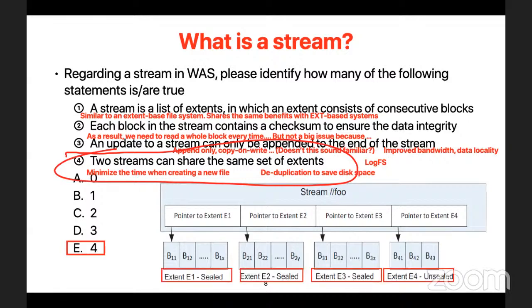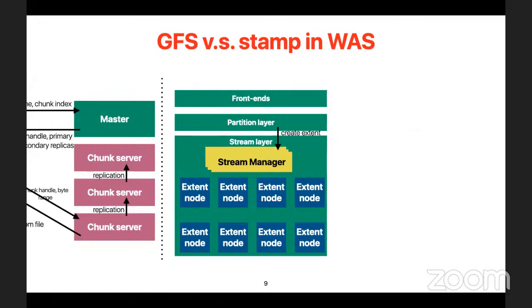However, another interesting thing is that you can see some of the extents are said to be sealed, and some of the extents are unsealed. That's something that we don't see in Google File System. But before we talk about that, I tried to tell you that the stream layer resembles the design of Google File System. So let's look at that.